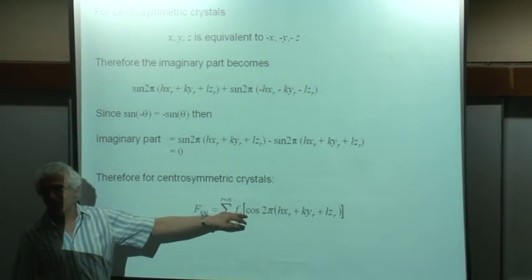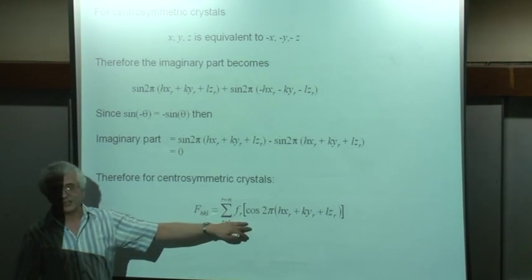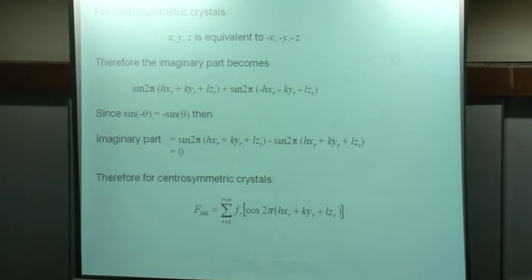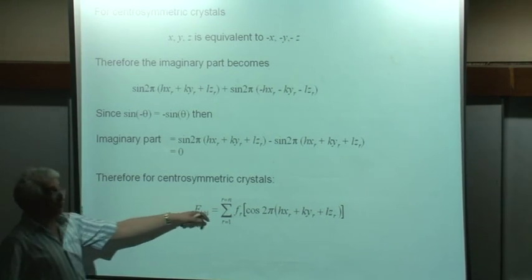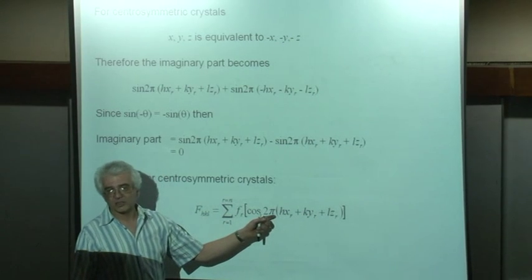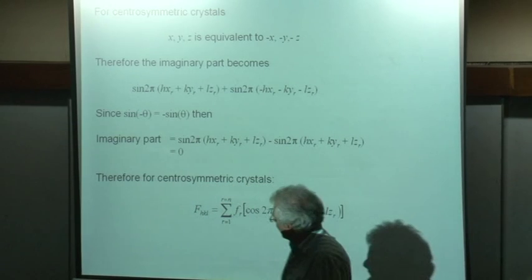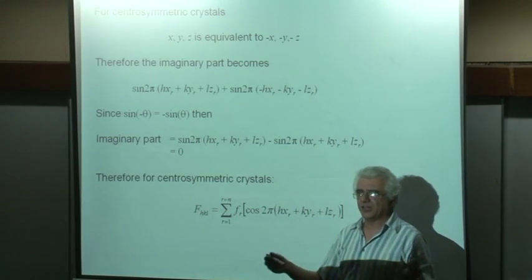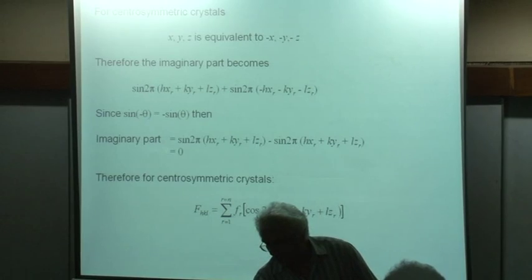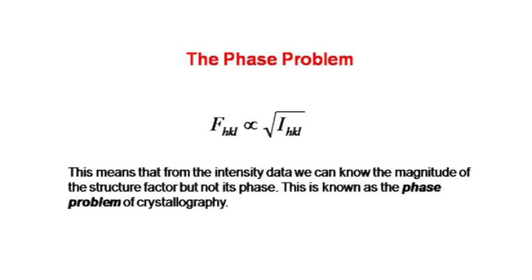And usually in my class in London, I get them to calculate this for a very simple structure, like a body-centered cubic structure, so 2 atoms. And you find that this term just simplifies. It's very, very simple. And why is this structure factor important? Because it's related to intensity. Intensity is proportional to the square of the structure factor.